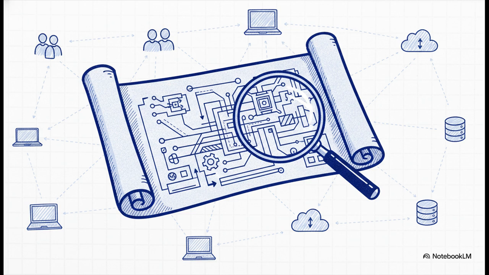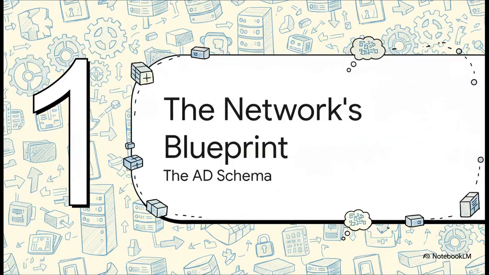Think of it like the ultimate rulebook that defines every single thing that can possibly exist on your network. And this master blueprint, it has a name, of course. We call it the Active Directory Schema. This thing is literally the architectural plan for your entire directory forest. You know, that top-level container for your whole AD setup? Yeah, the schema dictates the rules for everything inside it.